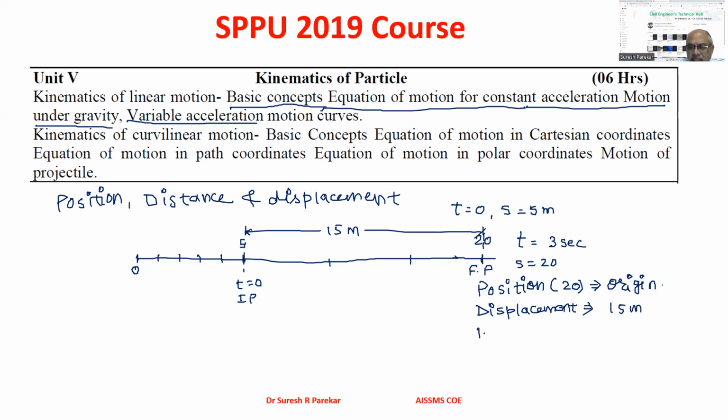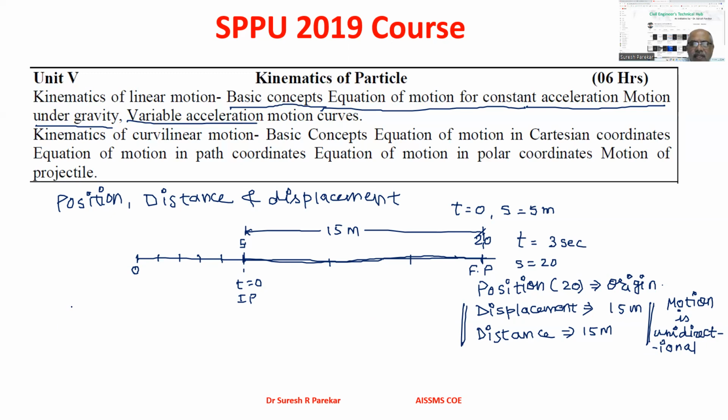Then what is distance? This is the path traced by the particle. So we have to start from initial and move till the end, and it will be 15 again, the same 15 meter. So when we have these two the same, if motion is unidirectional, unidirectional means it is in the same direction, then distance and displacement are the same.